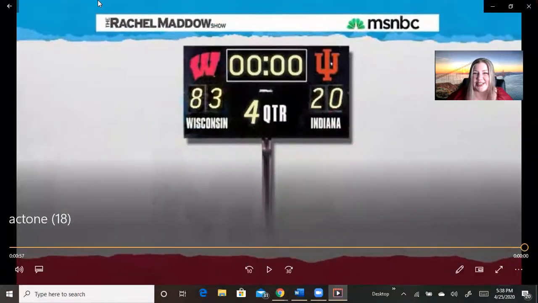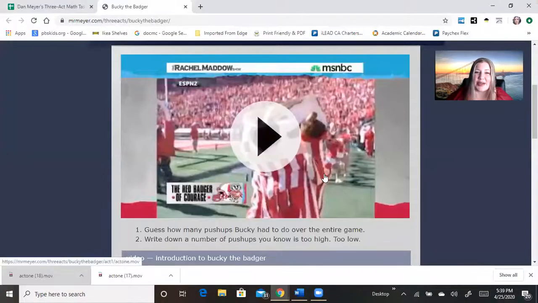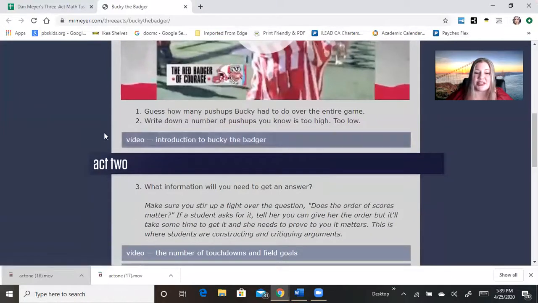All right. So again, you can kind of see where this is going, right? So we asked the questions and we asked for the estimation. So first, guess how many push-ups Bucky had to do over the entire game, and write down a number of push-ups you know is too high and too low. One important thing in mathematics is getting kids to think about what the answer could be in advance, so that if they make mistakes in their arithmetic, it's a lot easier to catch.